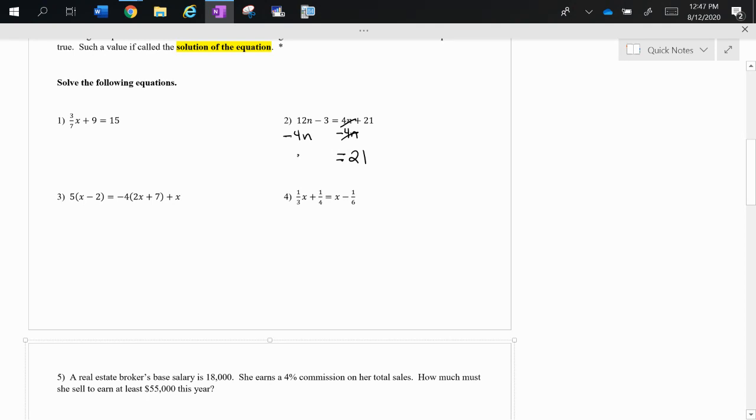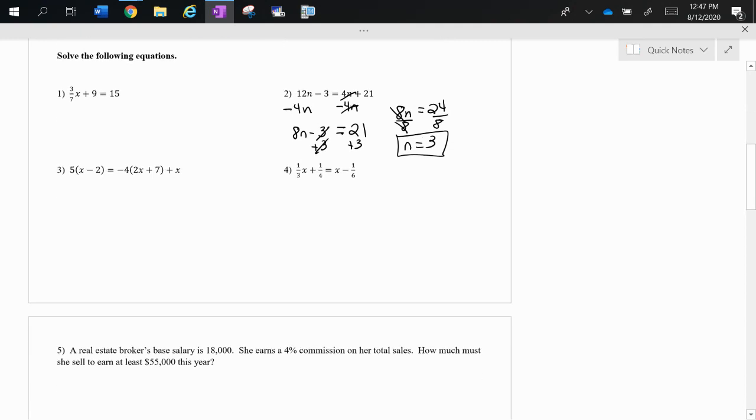12n minus 4n we know is 8n. And then I'm going to add 3 to both sides to get n by itself. So I see 8n is equal to 24. And then I'm going to divide both sides by 8, so I get 3.